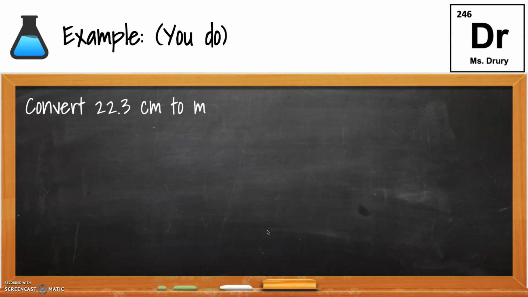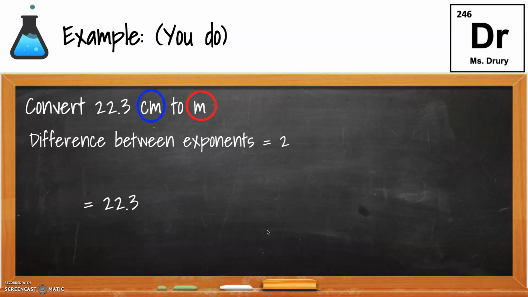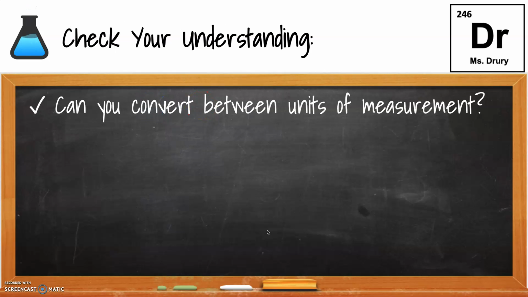Now that you've put your answer in, let's see if you got it right. So centi was to the minus 2, and meters is normal. So we're getting 2 times larger. My number has to get 2 times smaller. And so the difference is 2. I'm moving it 2 places smaller to 0.223. The 0 in the front was optional.